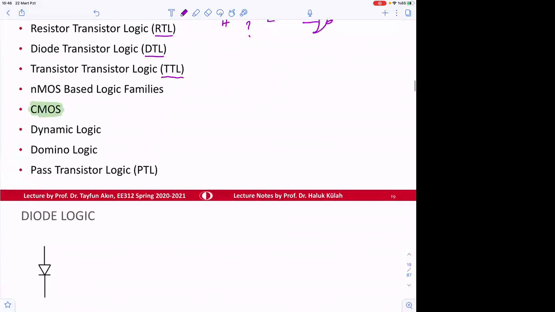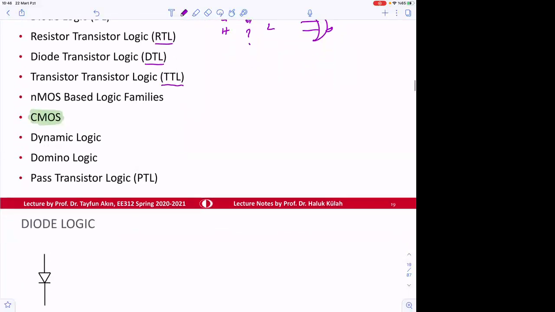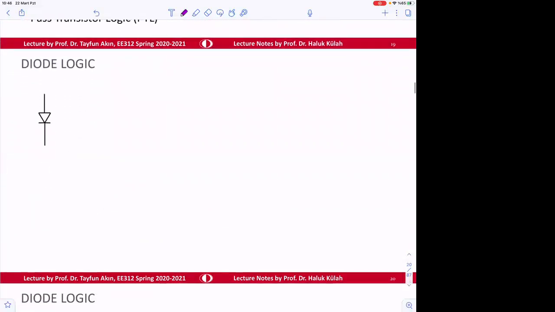First, there is something called diode logic. Diode logic is something that's not used. It's not very efficient also, but it's worth mentioning, because if somebody talks about diode logic now, at least you need to know about this.